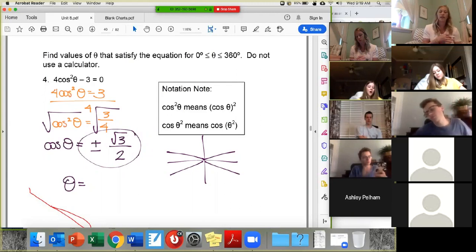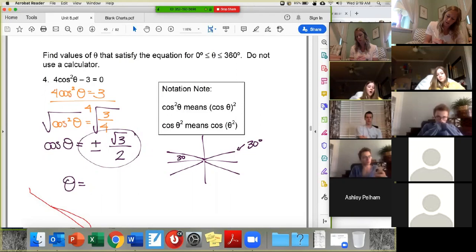And if I'm looking at my chart, where's the first place that we see cosine being equal to root 3 over 2? Right here in the first quadrant. 30 degrees, which means it's going to be the 30-degree reference angle in every quadrant. So one answer is 30.